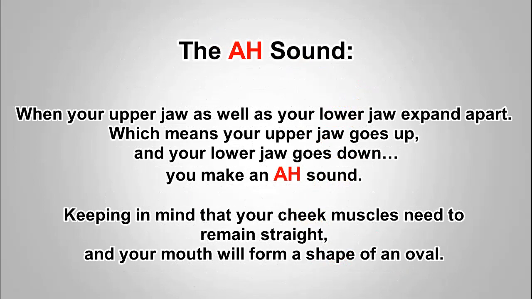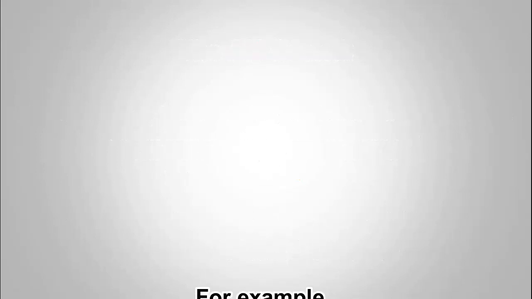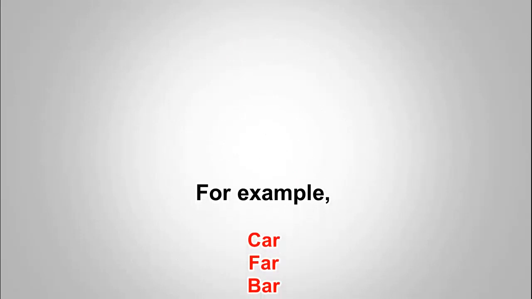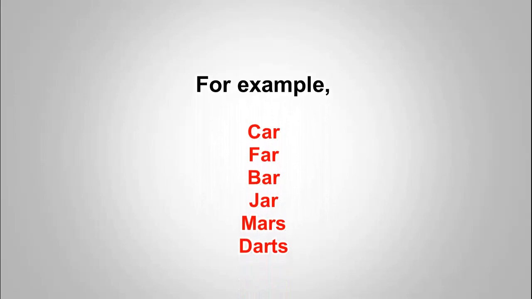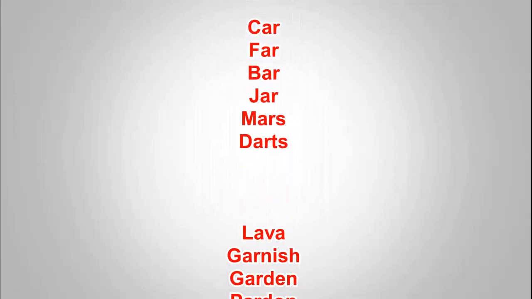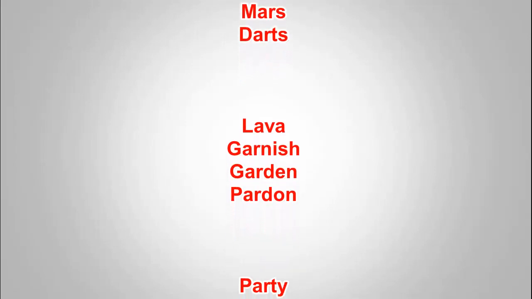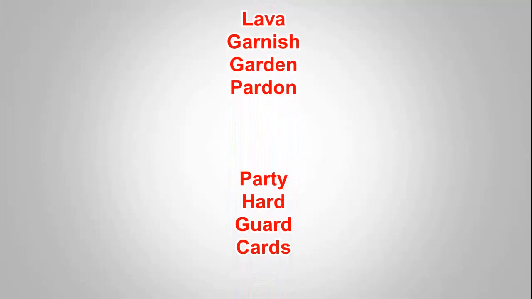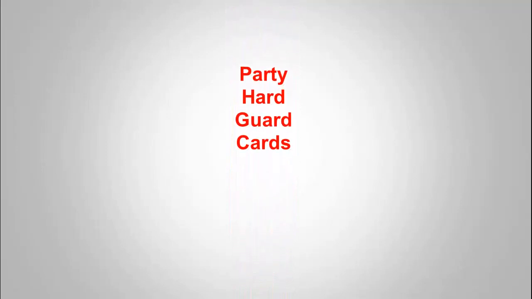The A sound. When your upper jaw as well as your lower jaw expand apart, which means your upper jaw goes up and your lower jaw goes down, you make an A sound. Keeping in mind that your cheek muscles need to remain straight, and your mouth will form a shape of an oval. For example, car, far, bar, jar, Mars, darts, lava, garnish, garden, pardon, party, hard, guard, cards.